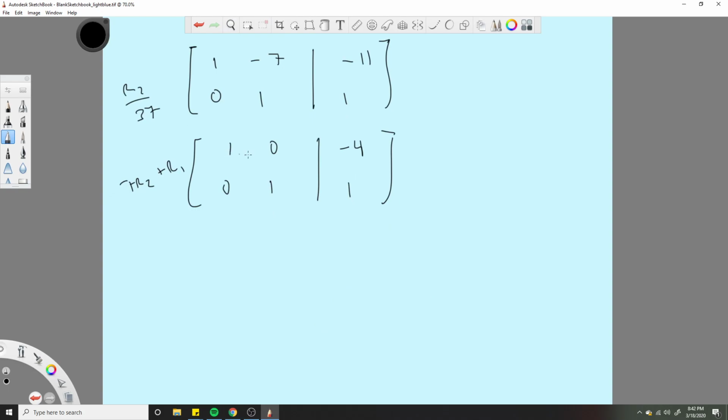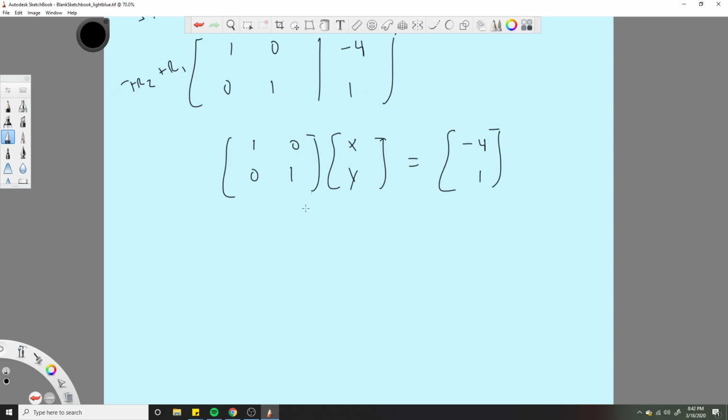Yep. So now that you have this, you can put it back in the form that we had originally, which is 1, 0, 0, 1, times x, y equals -4, 1. And like I was saying before, you can now multiply this out. You will have x plus 0y equals -4, and you will have 0x plus y equals 1. This row multiplied by that row equals -4, and this row multiplied by that row equals 1. So x equals -4, y equals 1.